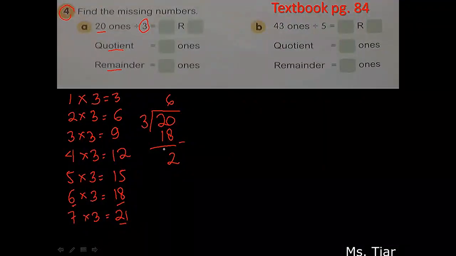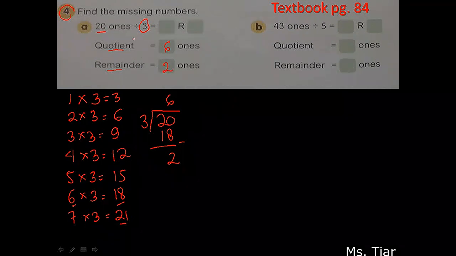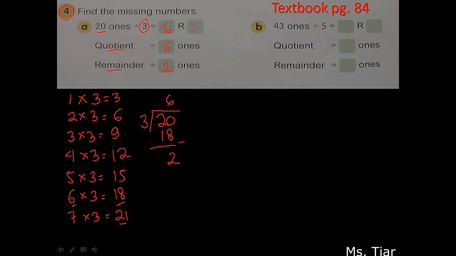The 2 here, you cannot divide it by 3, but why? Because 2 is smaller than 3. So this number will be the remainder. That's why over here we put the quotient is 6, and the remainder is 2. So 21 divided by 3, we get 6, remainder 2.